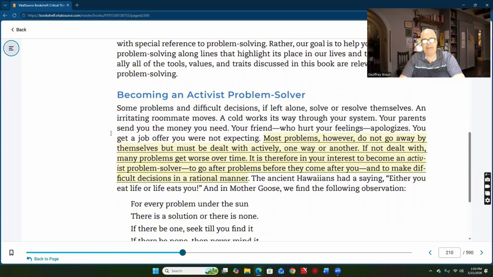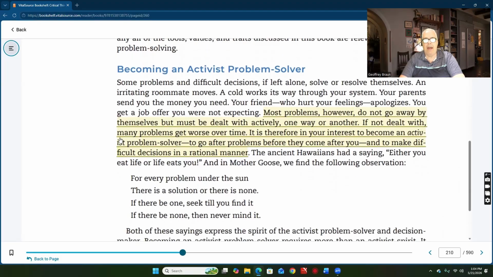Becoming an activist problem solver, or an active. I don't know why they say active. Activist problem solver, like you're out in the streets, an activist for problem solving. Most problems, however, do not go away by themselves, but must be dealt with actively one way or another. True. And I can attest to that fact.